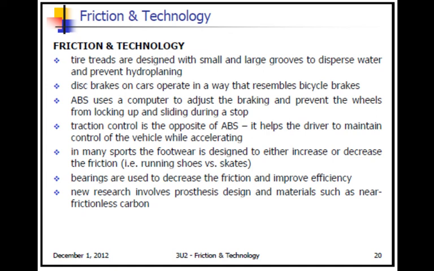In sports, you have footwear that's designed to either increase friction, like running shoes, or decrease friction, like skates. Bearings are used to reduce friction. We have ball bearings, which are common, but there are also fluid bearings, which can use an air fluid or a liquid fluid. And lastly, new research involves prosthesis design and materials such as near frictionless carbon.